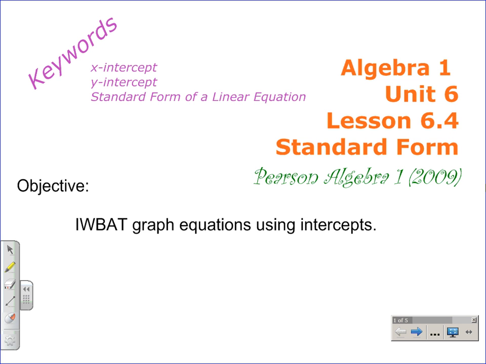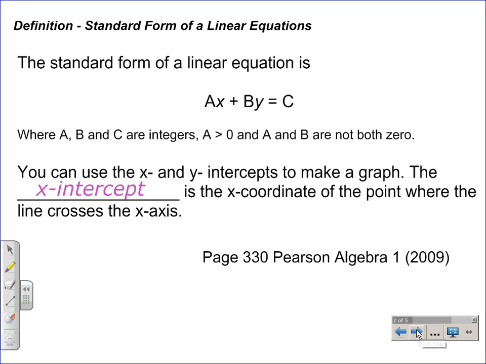Some key words from this lesson: x-intercept, that's relatively new to you. You might have encountered that in pre-algebra. Y-intercept we talked about in Lesson 6-2 when we talked about the slope-intercept form. That's the place where the linear equation crosses the y-axis, and today we're going to introduce the standard form of a linear equation. When you encounter the standard form of a linear equation, you're going to want to graph it using the intercepts. First we're going to take a look at defining the standard form of a linear equation.